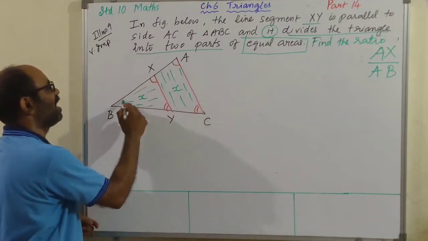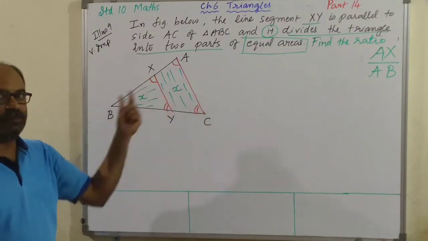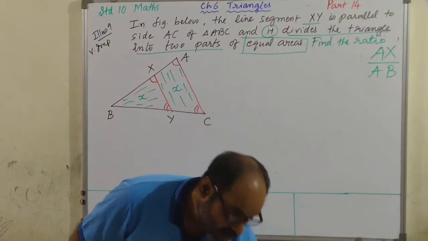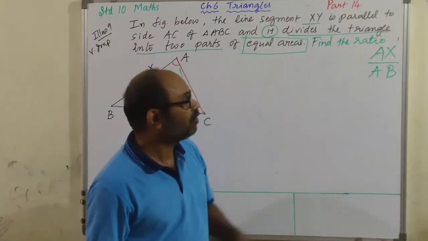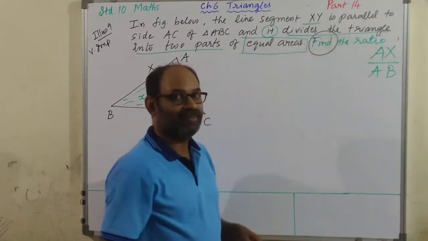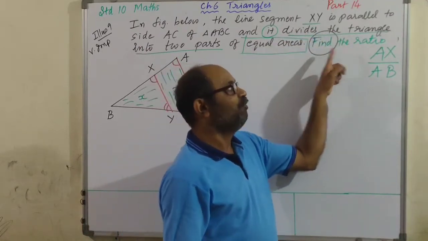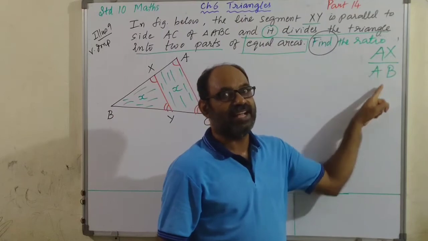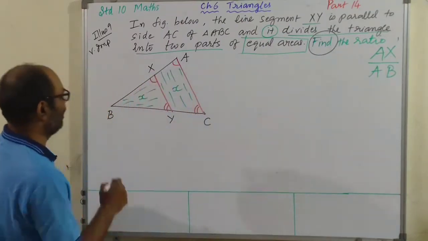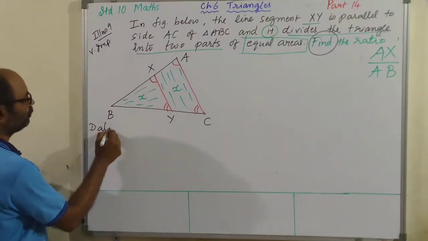Are you getting me, children? This part and this part have equal area and I have called it X. What do you have to prove? Actually, you have to find. You don't have to prove anything this time. That's why it can be a 2 marks question. Find the ratio AX upon AB. That we'll see. But right now let me write data.